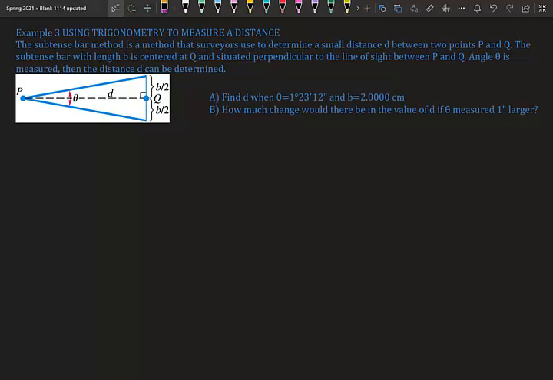So, you see the people on the road that have that little camera looking thing on a tripod? This is what they're doing. They're trying to find really, really tiny distances. That's what they're doing. It's crazy, right?